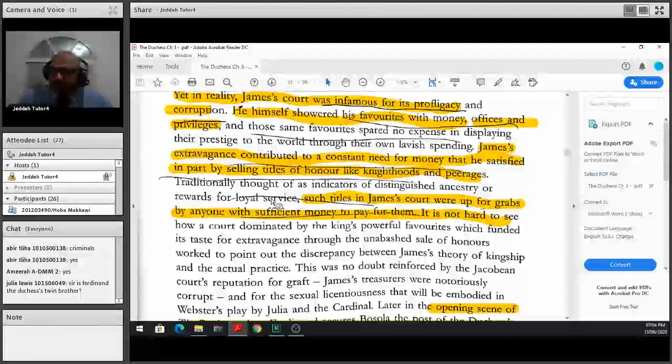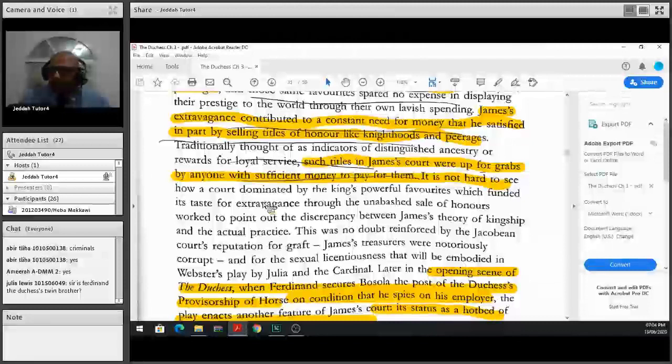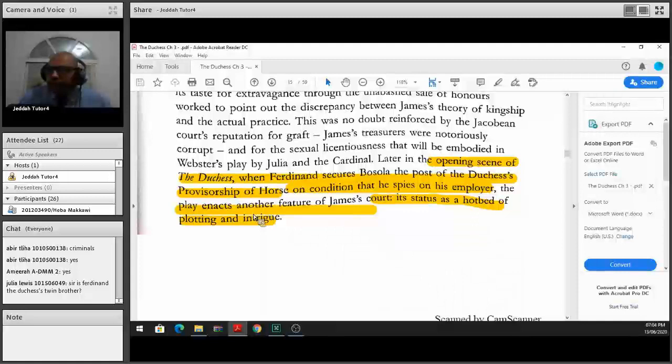So James's extravagance contributed to a constant need for money that he satisfied in part by selling titles of honor like knighthoods and peerages. If you want to be a peer or a knight or a sir or a lord, you pay for that. So such titles in James's court were up for grabs by anyone with sufficient money to pay for them. You see?